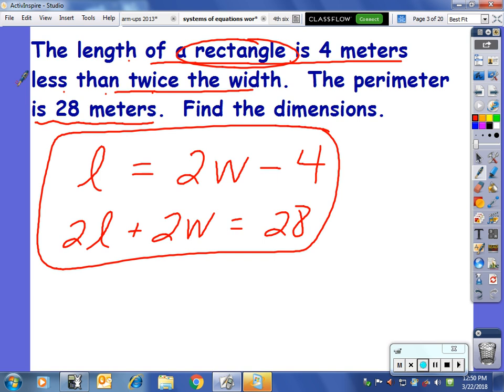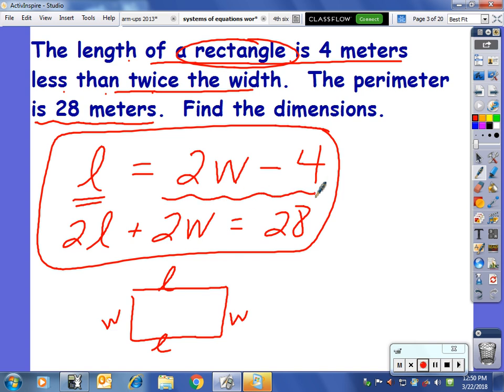The only thing different from what we did before is that we had W's instead of X's. Now, think about your rectangle. You've got a length and a length and a width and a width. Well, in place of the lengths, what can we put? Right, we're going to take these out and put in 2W minus 4. And now the whole perimeter is about W's. It's just like substitution. So let's solve this real quick. What's 2W, 2W, W, W? 6W minus 8 equals 28.